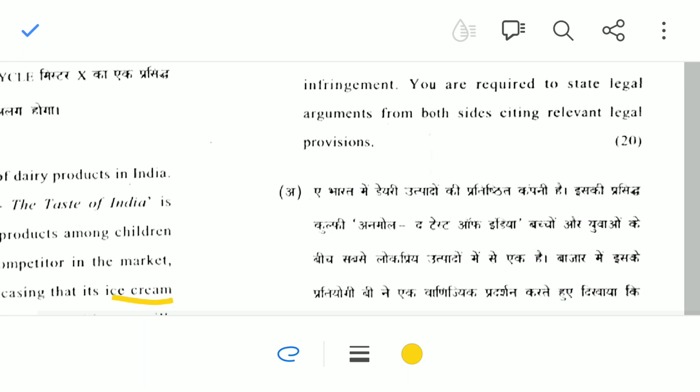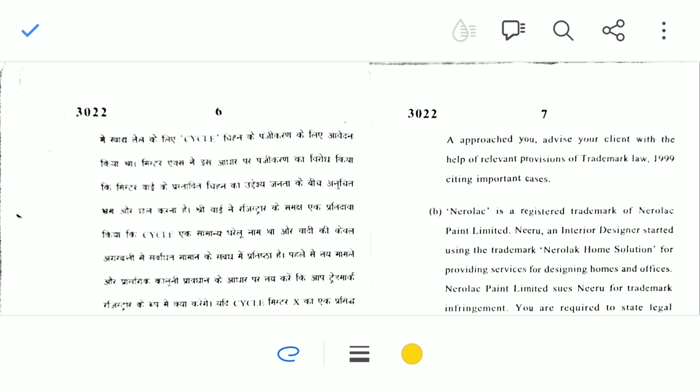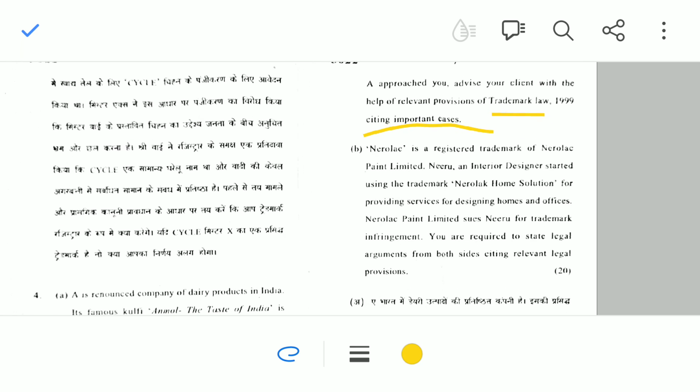Appropriately advise your client with the help of the relevant provisions of the Trade Marks Act, 1999, citing important case law. So sometimes you have to decide as a registrar, sometimes as an advocate or legal advisor. Now come to part B of question 4.